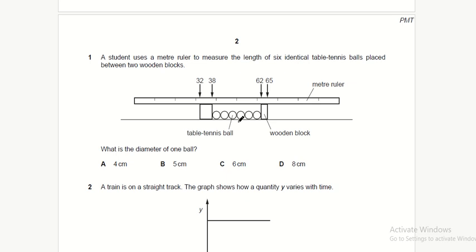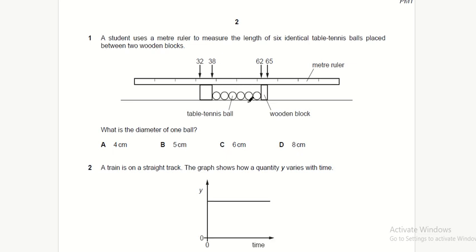Here is 6 balls and 2 wooden blocks. The edge here at 38, the edge here at 62. I will use these edges to find the total length and divide it by 6.